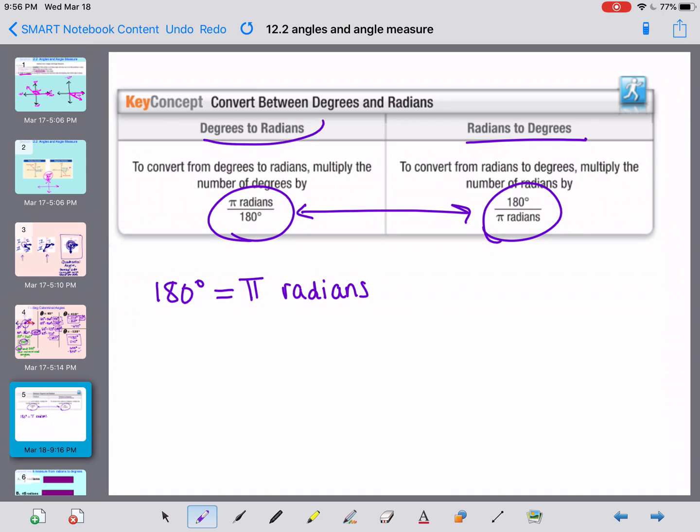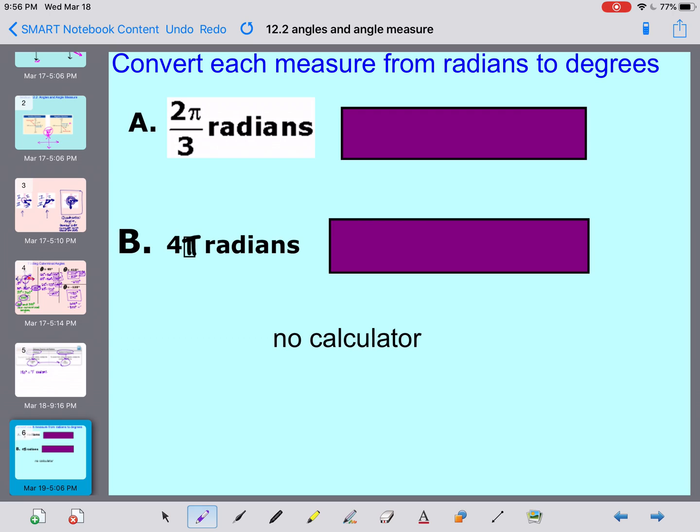A lot of students try to memorize that degrees to radians has to be this way, and radians to degrees has to be this way. I just look at the units and see what makes sense. Let me show you what I mean. Okay. So if you're converting from 2 pi over 3 radians and you want to convert it to degrees, right? I'm going to leave off the radians for right now.